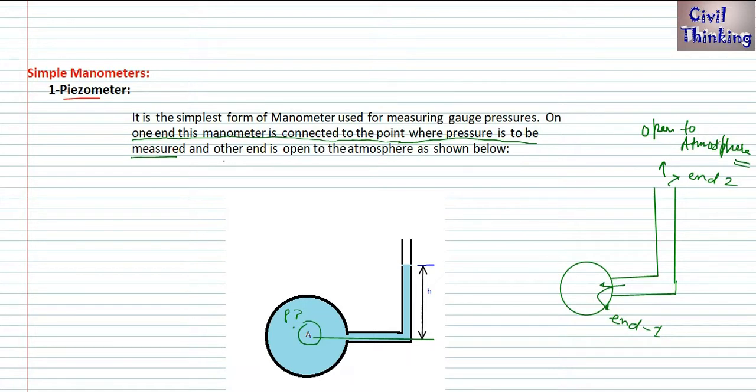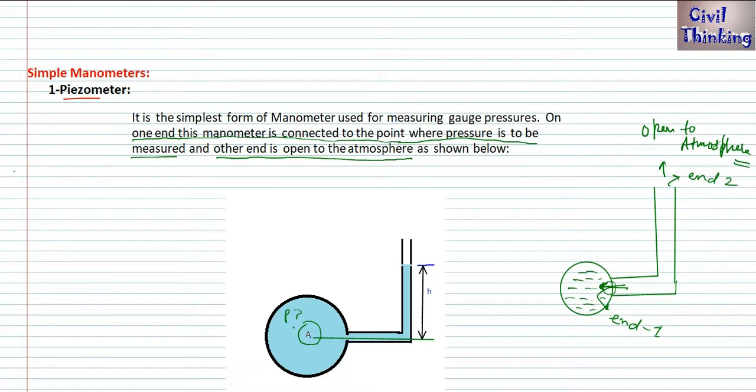That's why I have written that the other end is open to the atmosphere. This is really very simple. So what is going to happen? How is it going to measure the pressure? You see, when you connect this to the pipe, here is fluid, right? Now here is a small hole and you insert this L-shaped piezometer into this pipe.